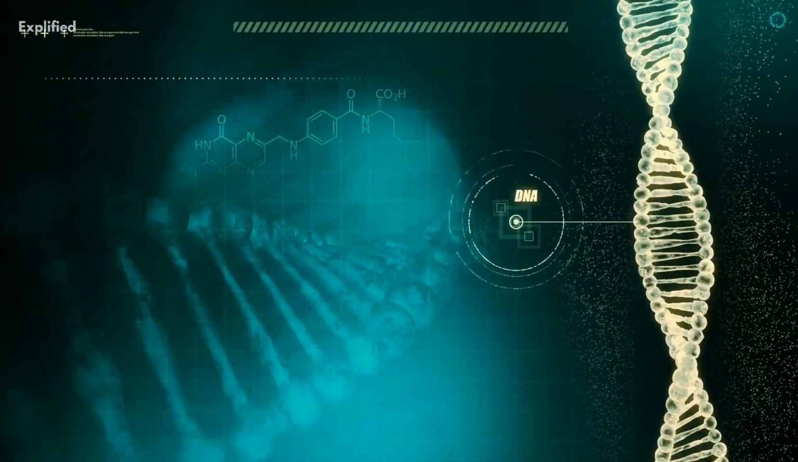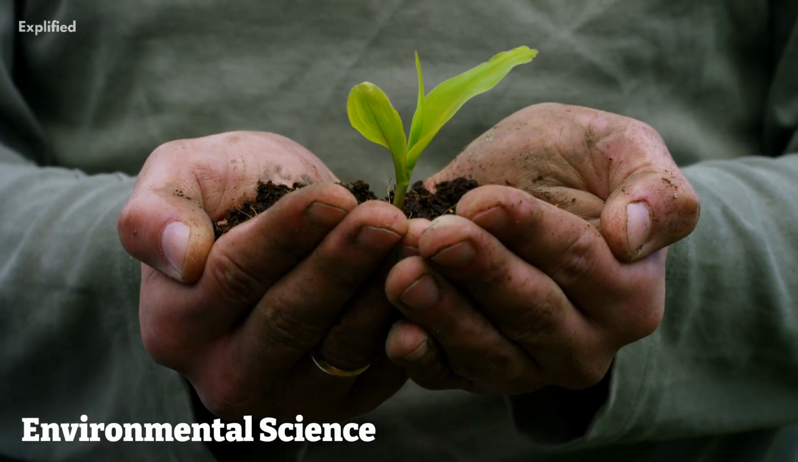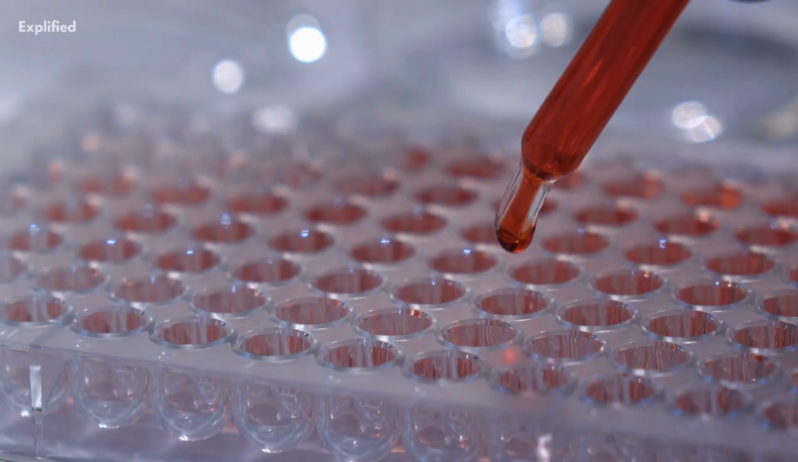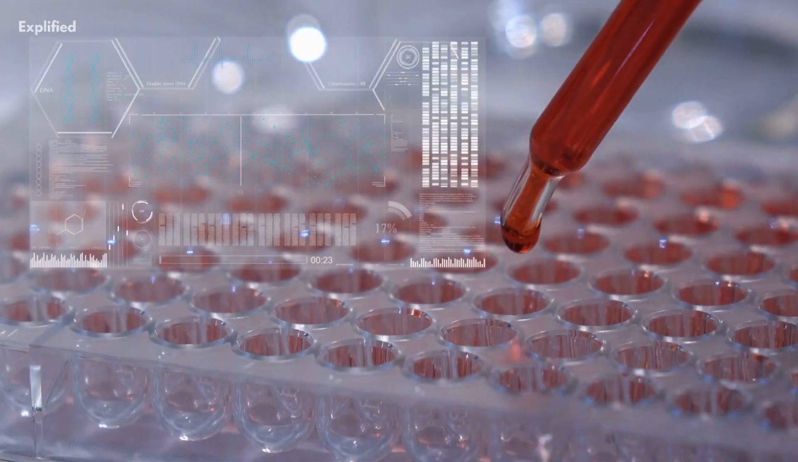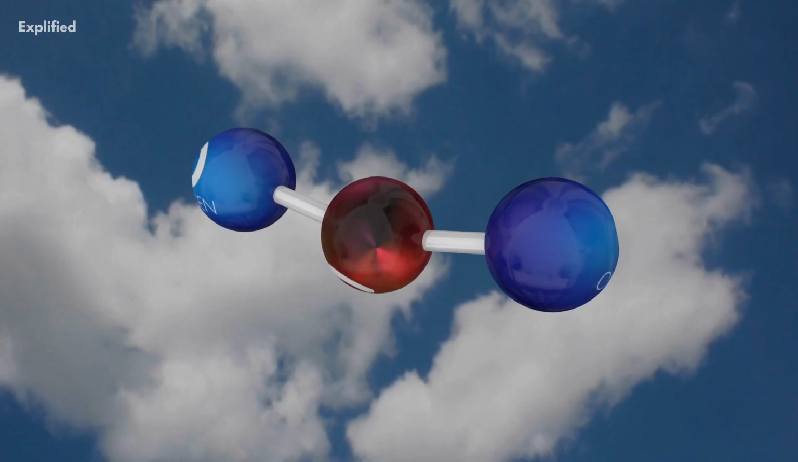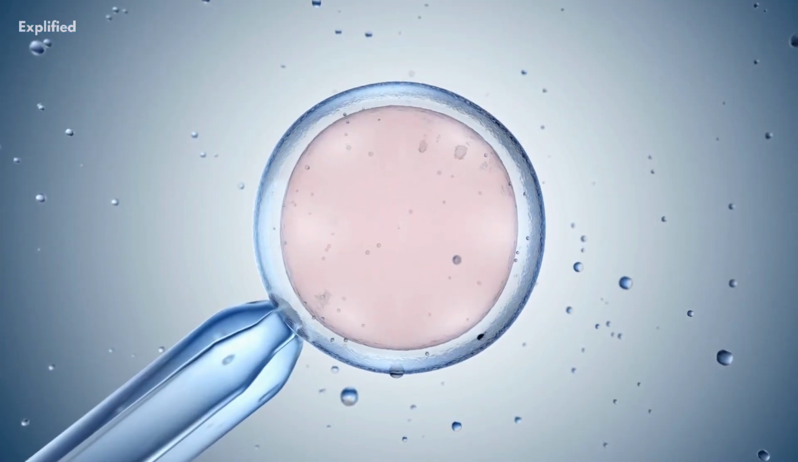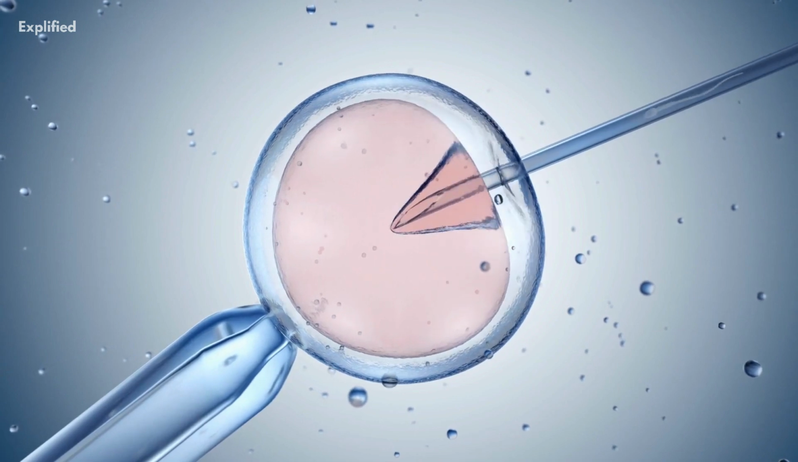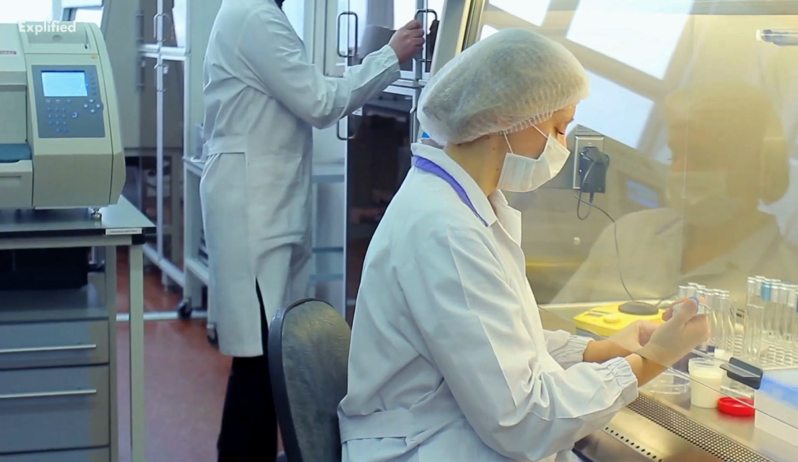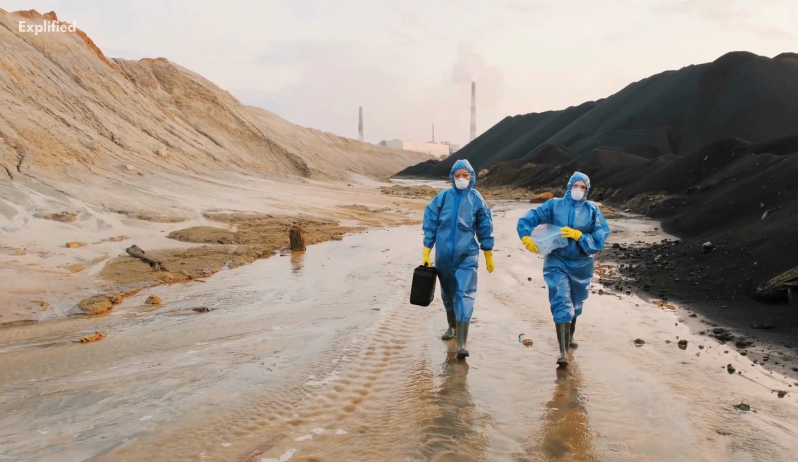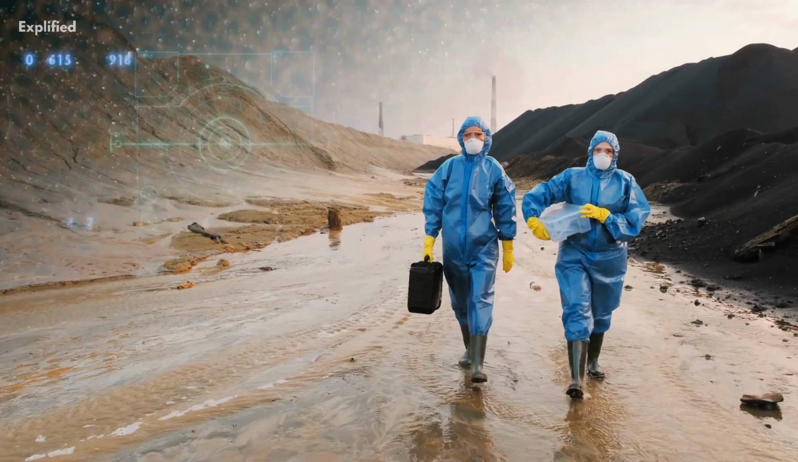Another potential application of genome editing is in environmental science. Scientists are exploring ways to use genome editing to modify the DNA of microorganisms that can break down pollutants and toxins in the environment. By manipulating the genes of these microorganisms, scientists could create more efficient and effective bioremediation solutions that could help clean up contaminated sites.